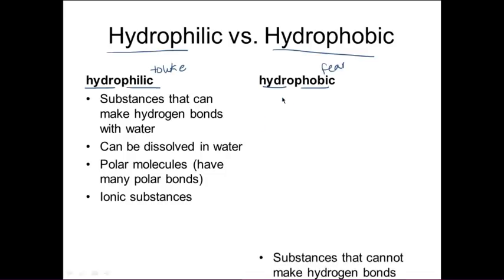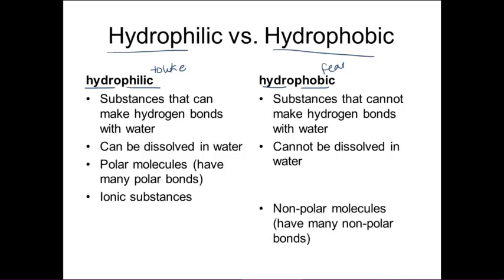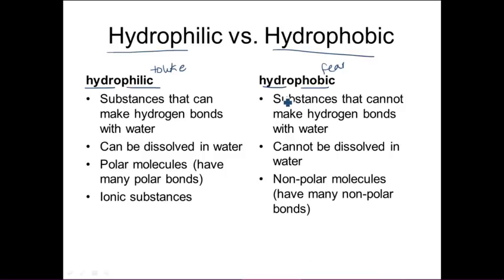Okay, these are substances that can't make hydrogen bonds with water. If they can't make hydrogen bonds with water, then they can't be dissolved in water, right? Because that's how something becomes dissolved, is to make hydrogen bonds with it. And these are nonpolar molecules, or molecules that have many nonpolar bonds. We will see as we go through some more complex molecules, we'll see some nonpolar molecules that do have a couple polar bonds in them, but are primarily nonpolar. Okay. All right, so that's our second characteristic. So on to our third.